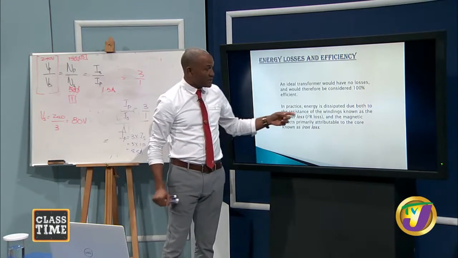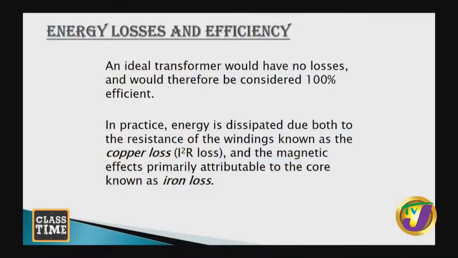But in practice, energy is dissipated due to both the resistance of the windings, known as copper loss, and the magnetic effect of the primary attributable to the core, known as iron loss. So the two main losses in a transformer are called copper loss and iron loss.